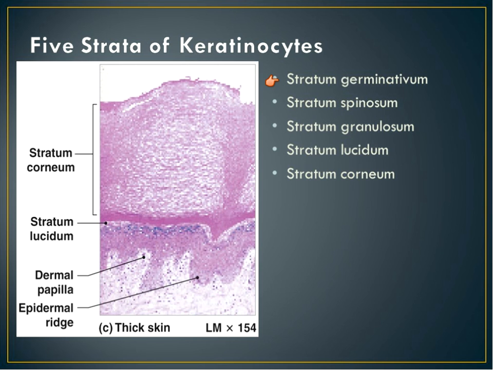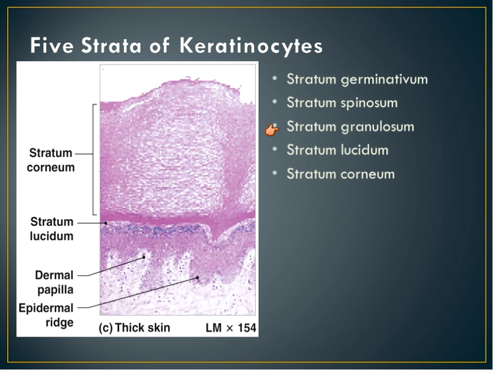This is where they are constantly dividing. We can call these adult stem cells. The layer right above that is called the stratum spinosum. The stratum spinosum gets its name because at this point the cells are starting to go through morphological and chemical changes where there's more keratin being added to the cells, and they're starting to dehydrate a little bit, and so the cytoskeleton starts to stick out a little bit and makes them look like little spiny balls.